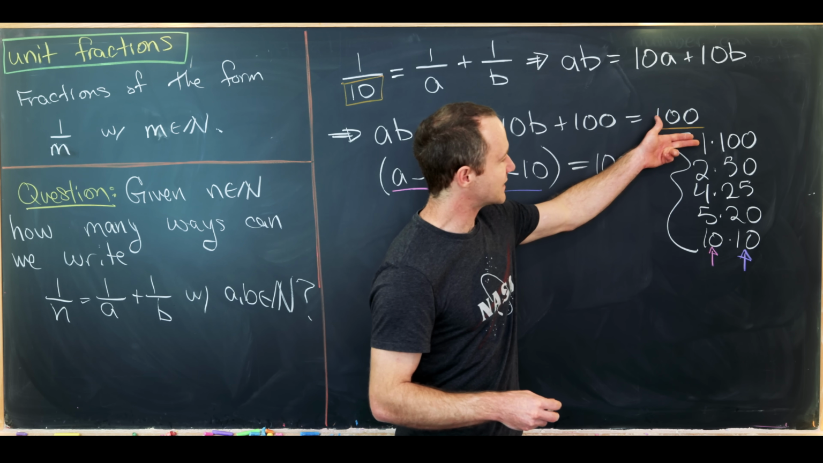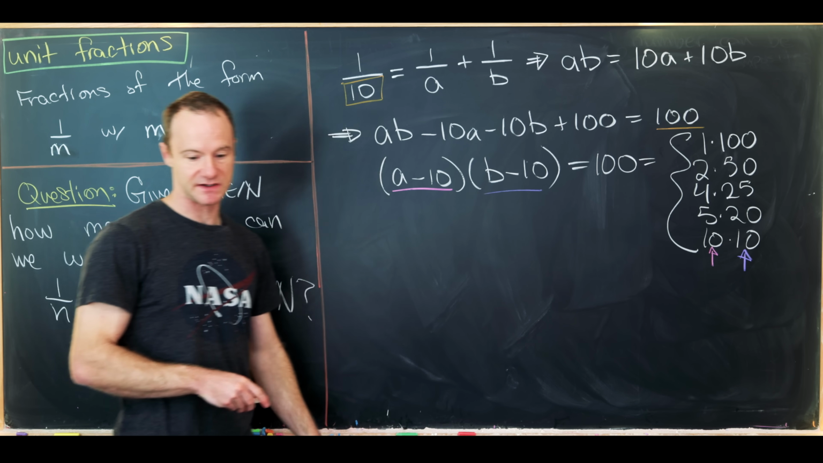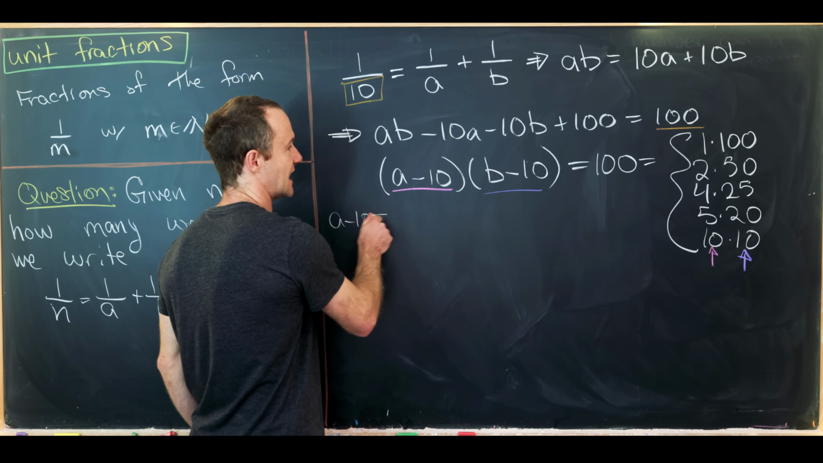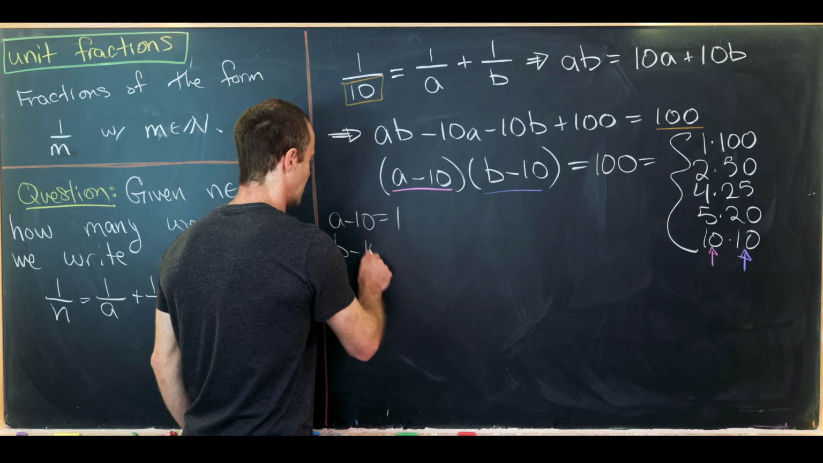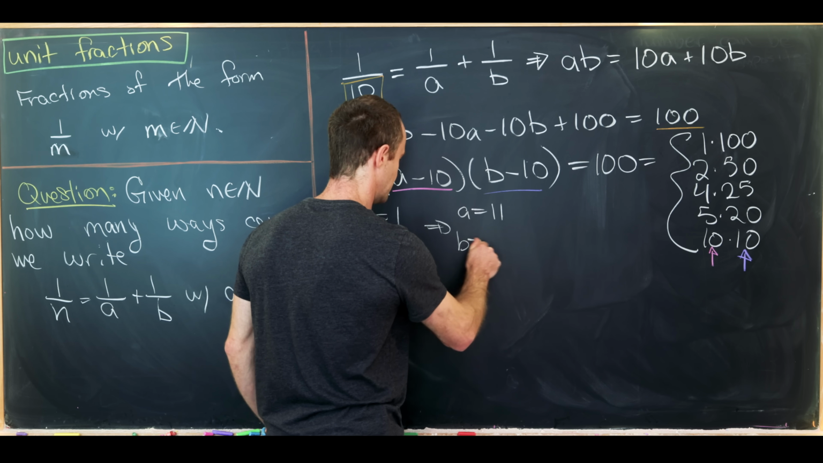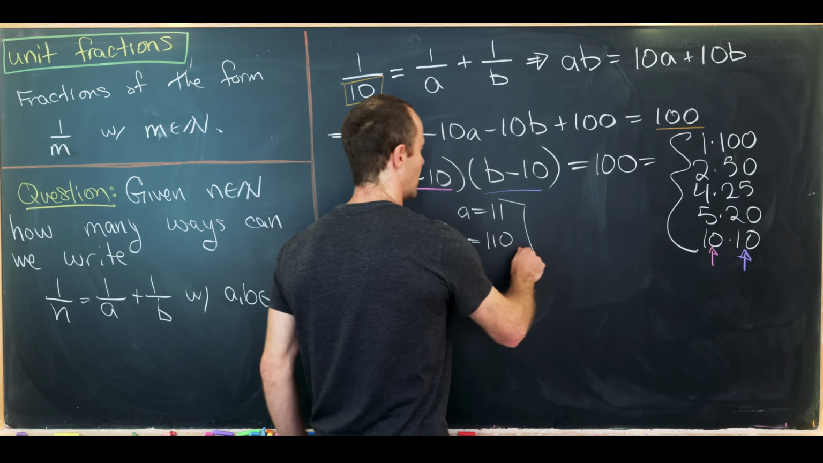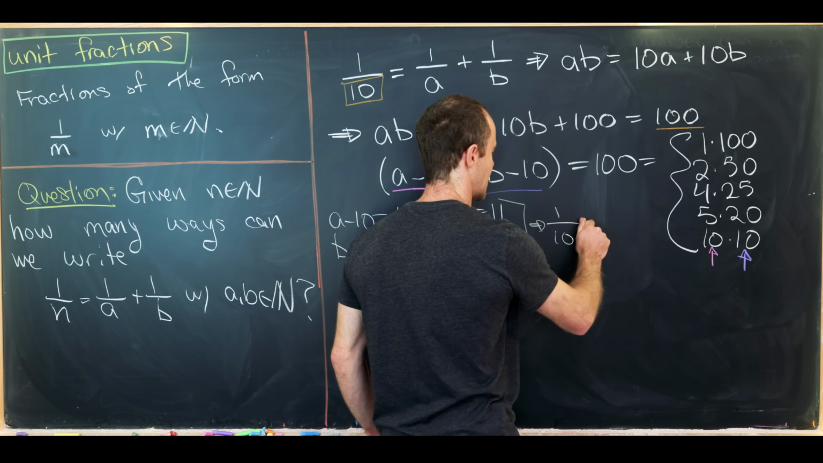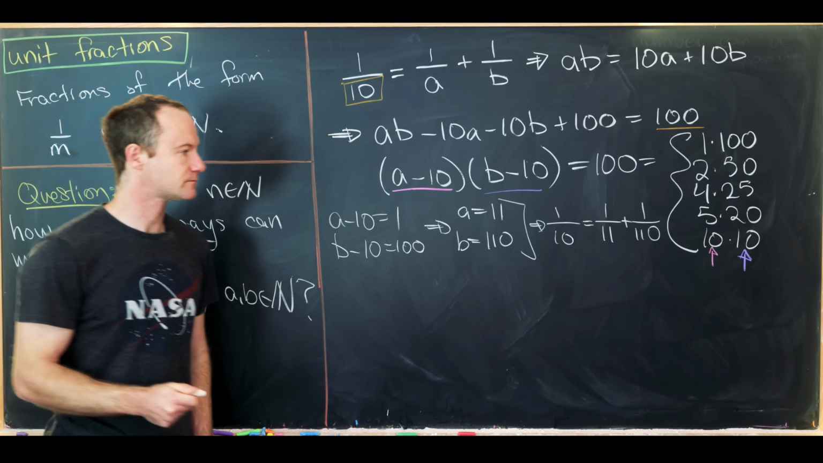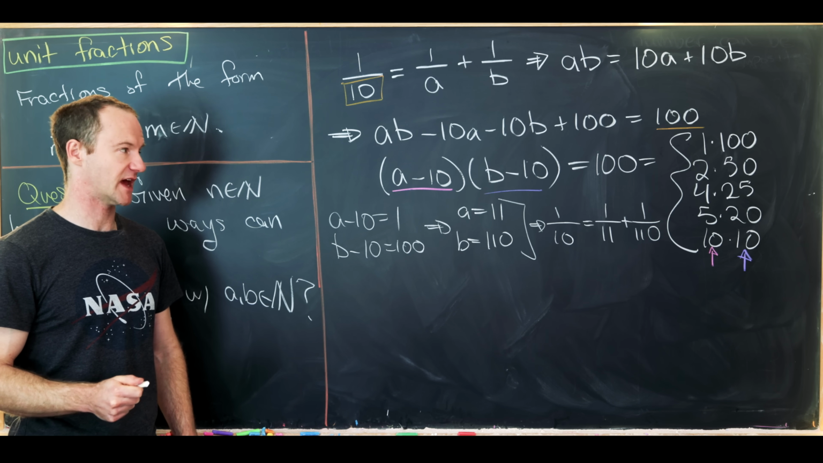So we get a possibility from here. So 1, 2, 3, 4, 5 total possibilities. Now we could write those down if we wanted to. So if we have A minus 10 equals 1 and B minus 10 equals 100, that means we have A equals 11 and B is equal to 110. But now that means we have the equation 1 over 10 equals 1 over 11 plus 1 over 110. So that's one such decomposition of the unit fraction 1 over 10.